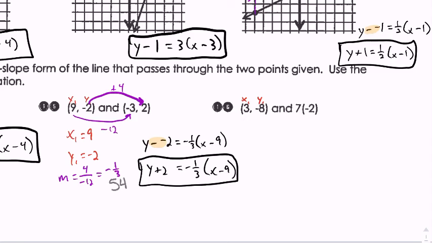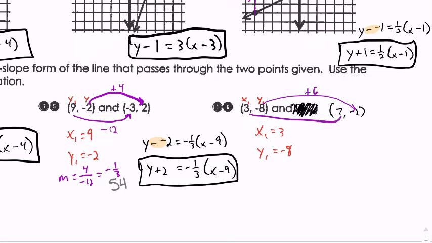And the last problem, okay, again we got our x1 is 3, y1 is negative 8. And I think we have a little bit of a typo here. This should be the point 7 comma negative 2. That is a kind of a goofy thing. All right, so now here we go. What do you do to negative 8 to get negative 2? You have to add 6.